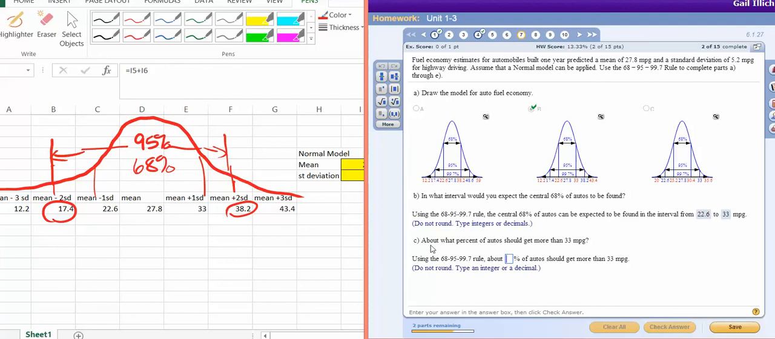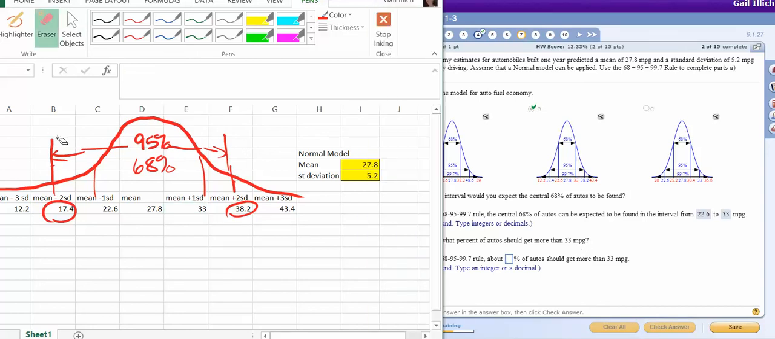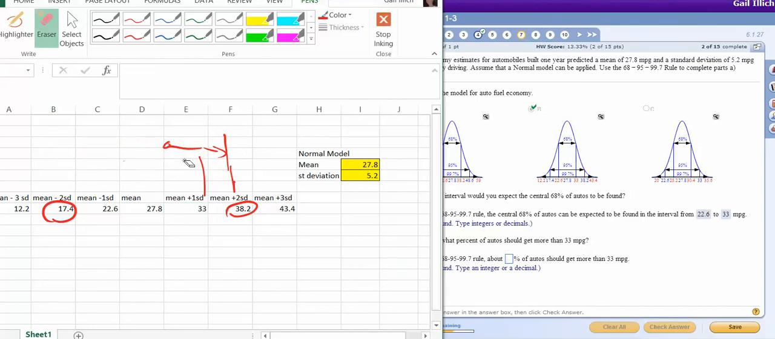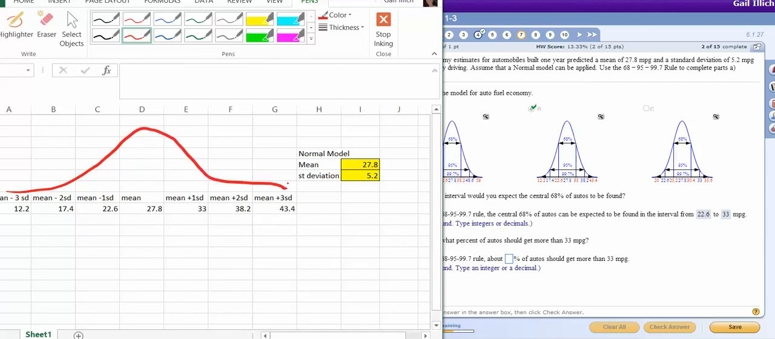Now it says, about what percent of the autos should get more than 33 miles per gallon. So let's see if we can understand what that means. I'm going to erase this drawing and then draw it back in. Imagine that's a normal model. More than 33 is this stuff that is beyond 1 standard deviation. So this is 68% of the data right here within 1 standard deviation.